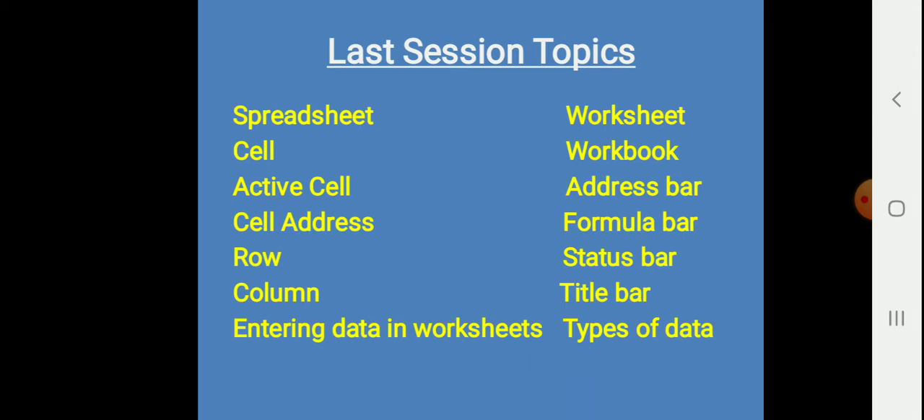Next is cell address. It is the name of a cell, students, for reference. Cell address is the name of the cell. A cell address contains its column letter and a row number. The combination of row number and column letter makes the cell address. Examples for cell address are A11, B12, Z100. These are the examples of cell address.